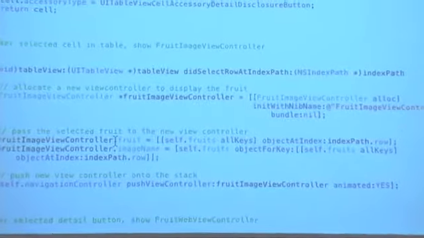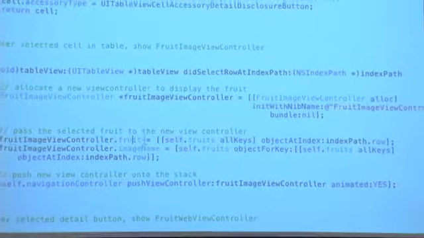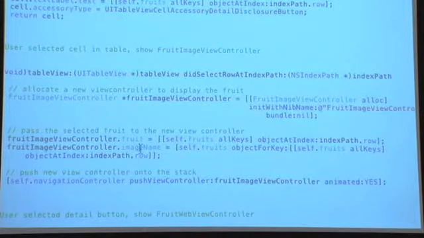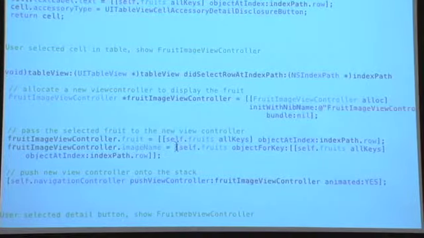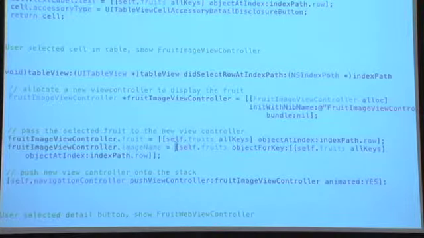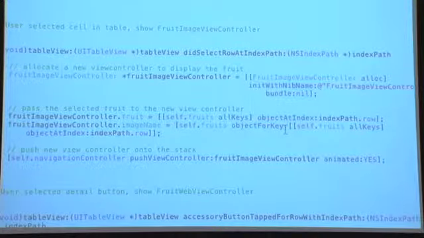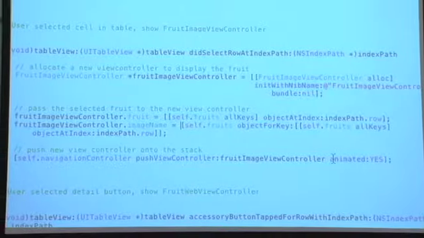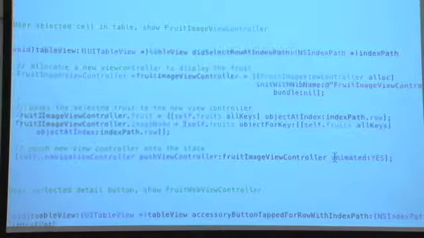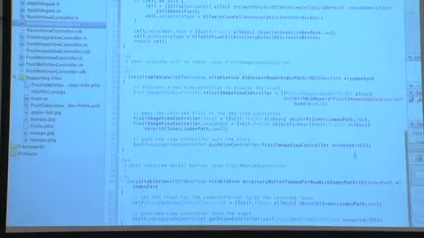This view controller has a property called fruit, which is just a string, and we're passing it what we just clicked on. It also has a path to an image. Again, we're taking the key that was clicked on and determining what value it's mapped to. Once we've passed all the data to this new object, we can push it onto the stack. When I say push view controller, that's what actually transitions me from the table view to that other view.